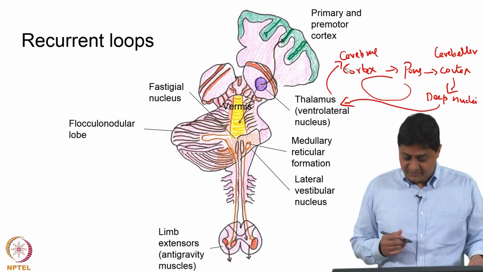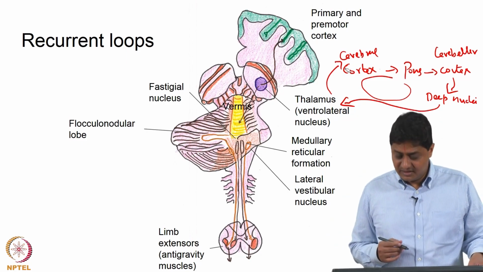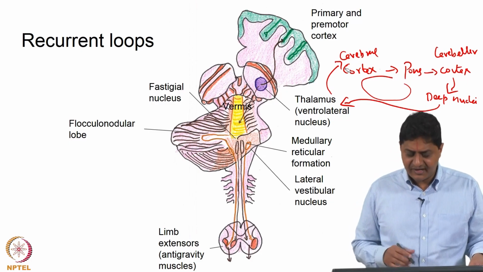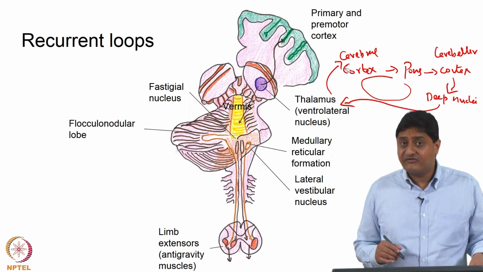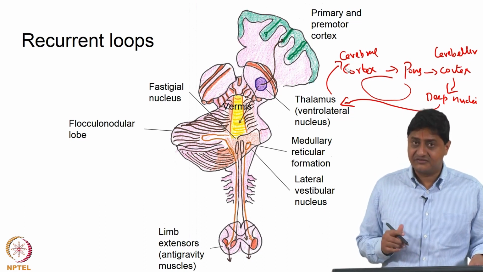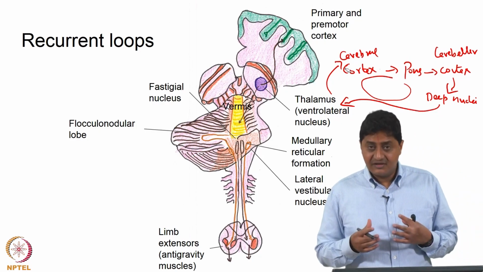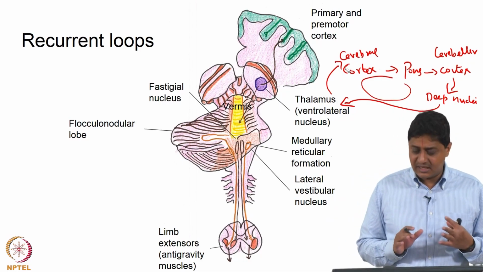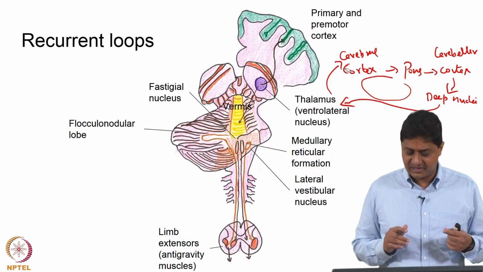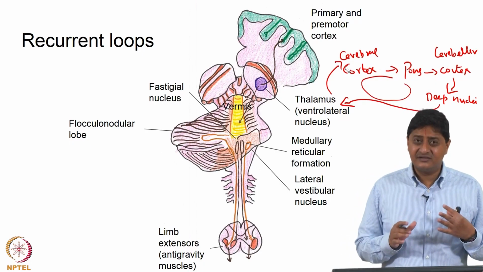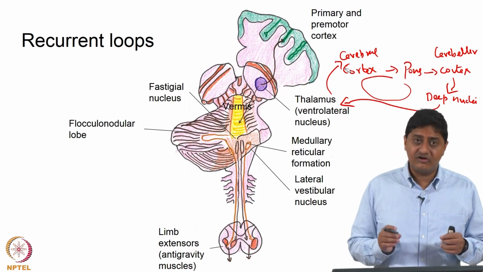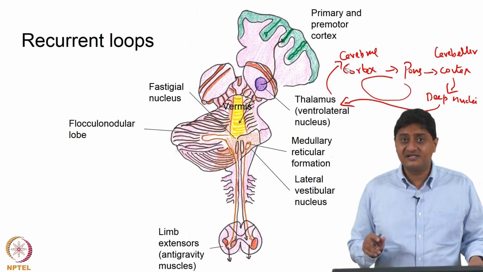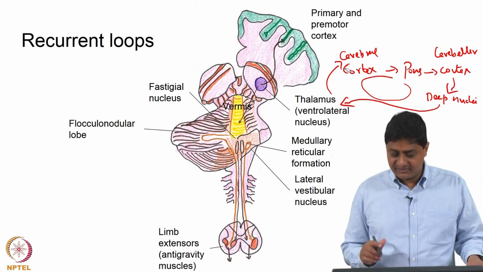What is also there are the inputs that are received from other regions. For example, we will take one case of vestibular input. Vestibular input serves as information about head orientation and the position of the head, right. So, in other words, it is useful in maintenance of balance and posture. If there is a disturbance somehow, that is detected by the vestibular system and cerebellum.